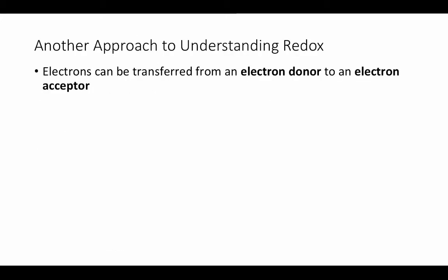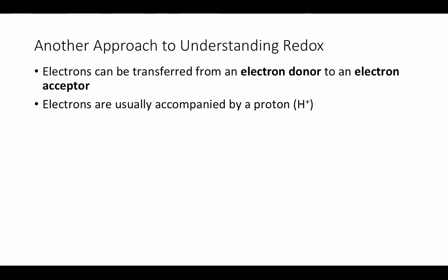Another way to understand these redox reactions is to understand that electrons are transferred from an electron donor to an electron acceptor, but they usually come packaged together with a proton as an actual hydrogen atom. And so a lot of times what you'll see in these redox reactions is H's being added to whatever the molecule is that's being reduced, because those H's are coming along with electrons. And so we'll often see that oxidation removes H's.